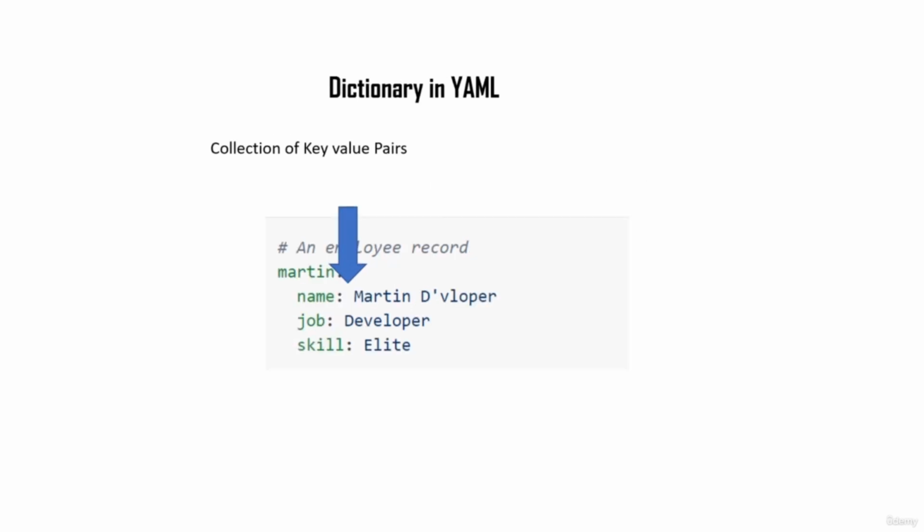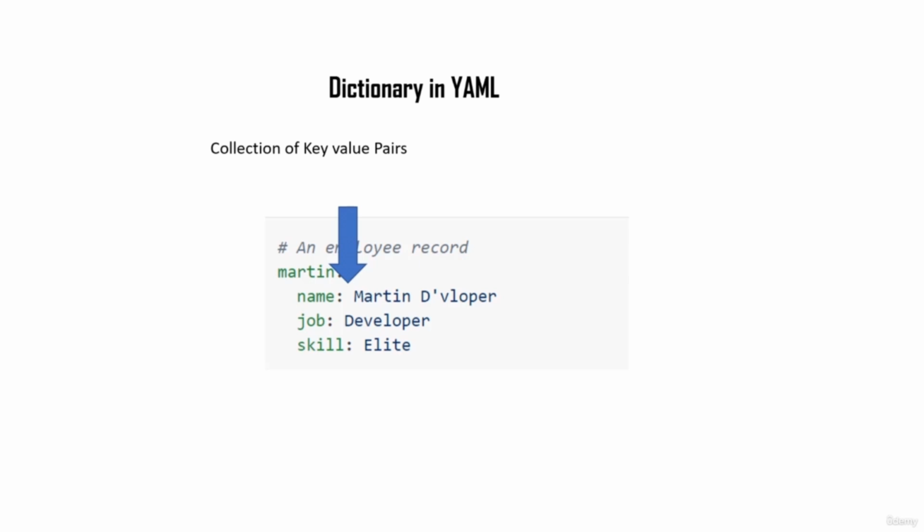Now the third building block of YAML is called a dictionary, and a dictionary is a collection of key value pairs. You could also call it a collection of scalars. For example, here is an example of a dictionary given below. Here is an employee record. Here the name is Martin, and Martin has the following collection of key value pairs, that is the name, the job, and the skill. Now combining your three building blocks, that is the dictionary, the list, and the scalar, you create a YAML file.